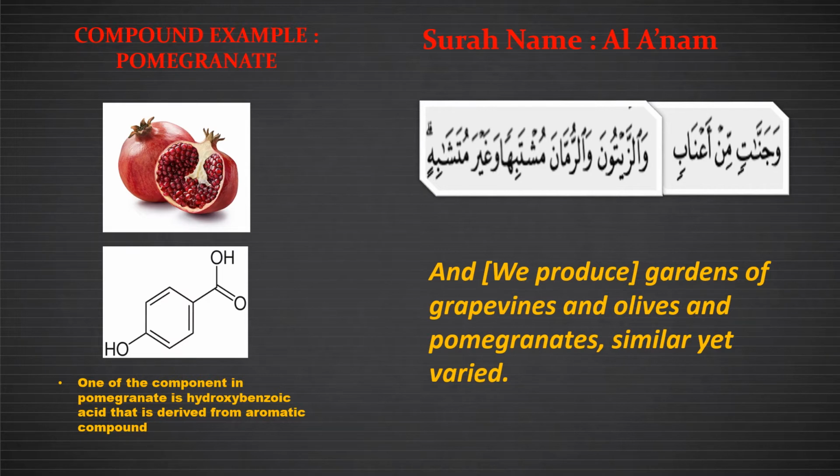And we produce gardens of grapevines and olives and pomegranates, similar yet varied.